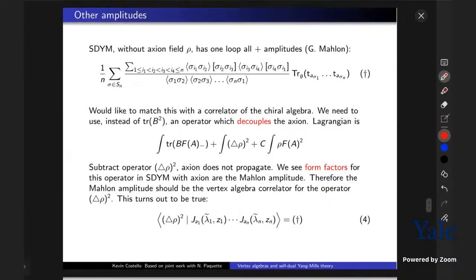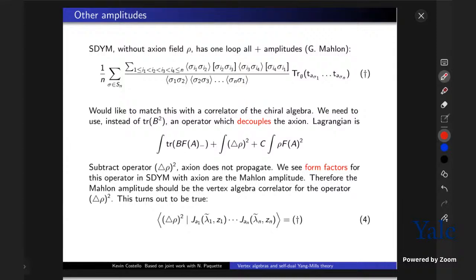So here's another fun computation you can do. The Parke-Taylor amplitude is, of course, really simple. Here's one that's a little more complicated. This was first computed by Bern, Dixon and Kosower, and it's the one-loop all-plus amplitude of self-dual Yang-Mills.